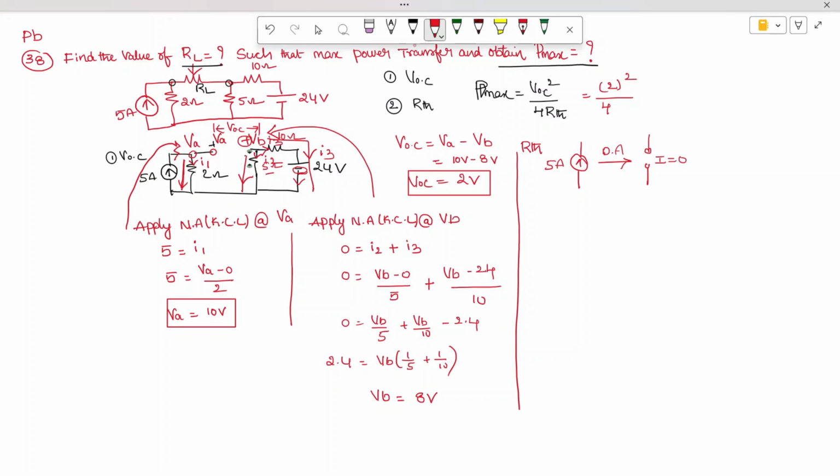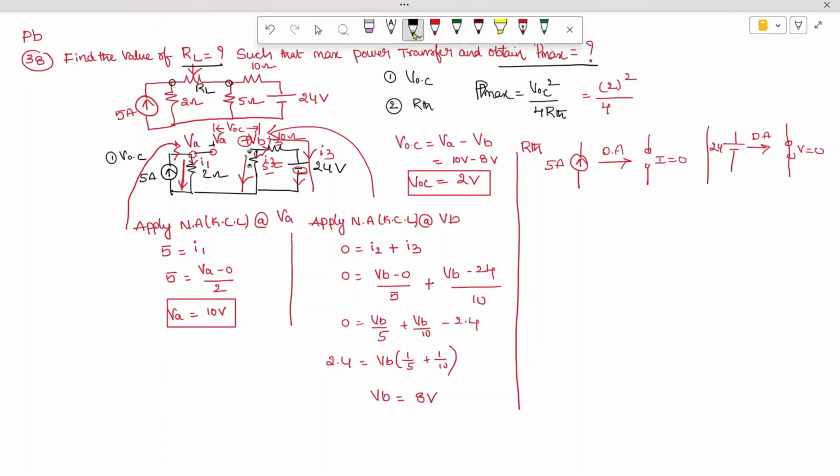And we are having a 24 volts source. Okay, so this source has to be made short circuited. I mean, this 24 volts has to be deactivated. Deactivating means making the voltage as 0, therefore V is equal to 0. Okay, now perform the same here.